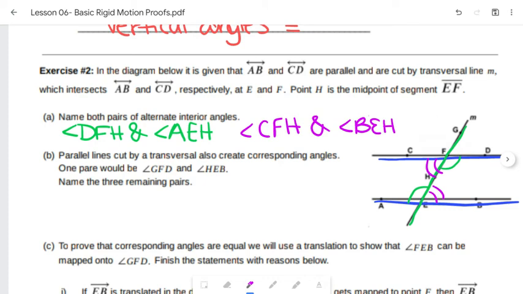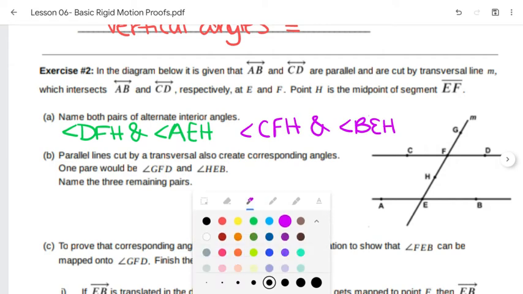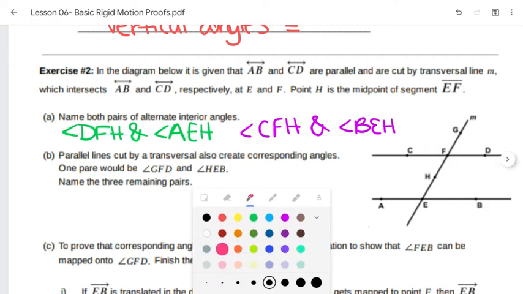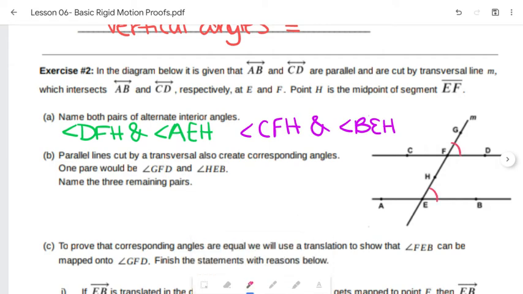Now, parallel lines cut by a transversal also create corresponding angles. One pair would be angle GFD and HEB. So if I look at what those are, GFD is here, HEB is here.